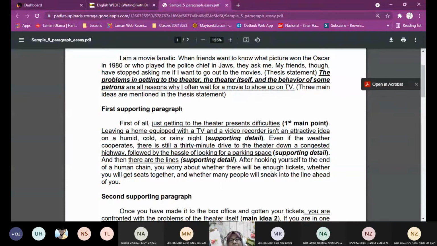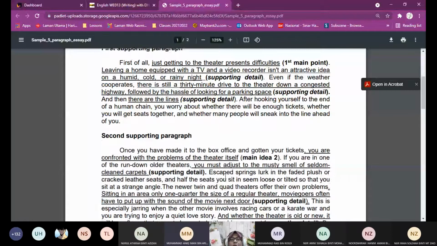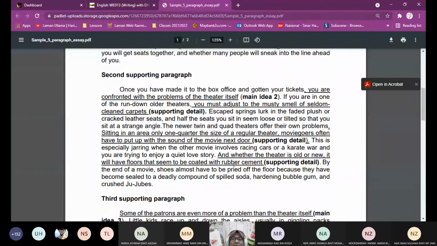And that's it for the first paragraph. All of this will become one paragraph. You provide an example, you give supporting details and so on, just about the first main point. Are you clear, students? Clear. Okay, all right. So now we look at the second one.